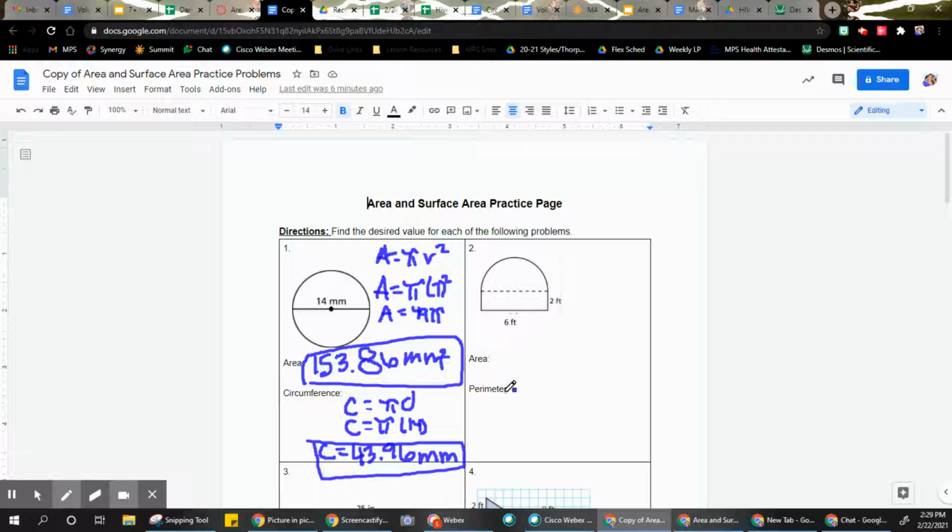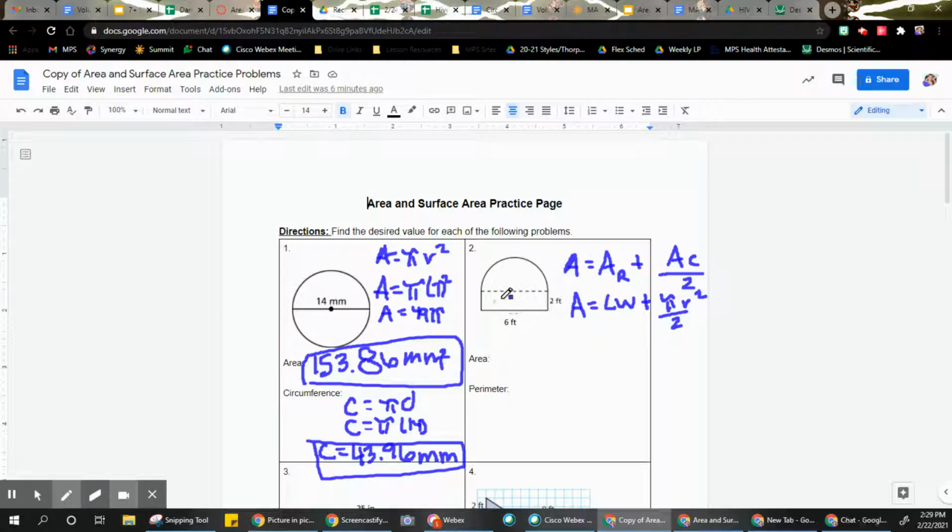Now, problem number 2 is a composite shape. I've got 2 different shapes. I've got a rectangle and half of a circle. So to find the area of the shape, I have to find the area of that rectangle and add it to the area of this half of the circle. So for area of my shape, I'm going to do area of the rectangle plus area of the circle, and I'm going to divide it by 2 to get half my circle. So now I'm going to plug in those formulas, and I'm going to get area equals length times width plus pi r squared divided by 2.